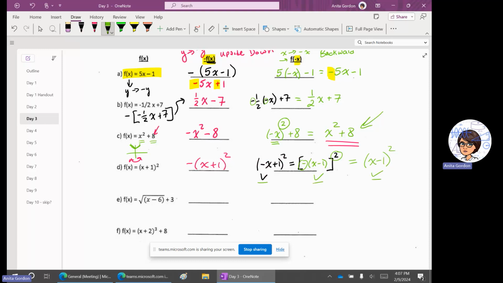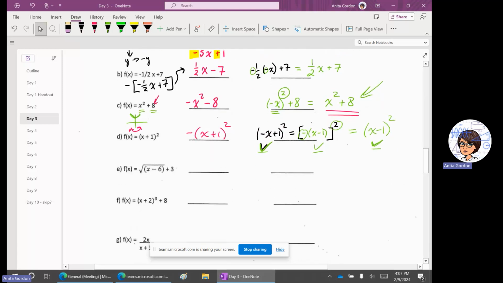All of them are correct, so don't stress. If you can get here, that's still good. If you can get here, that is better. It'll just make life easier when we go to graph these things.